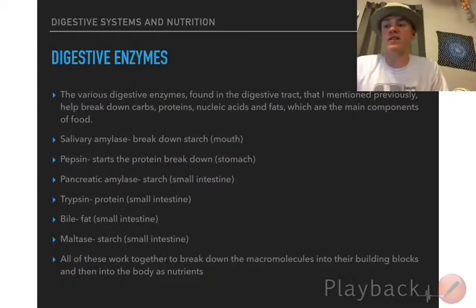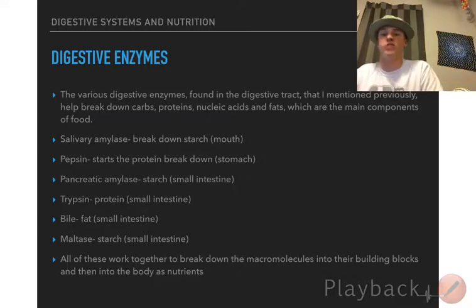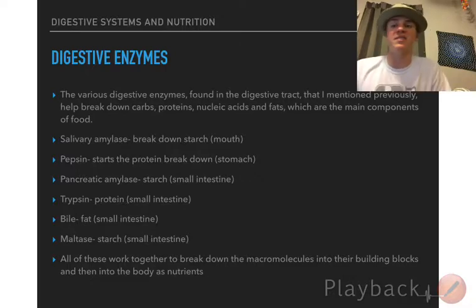All right, digestive enzymes, I'm touching on those a little bit more. The various digestive enzymes found in the digestive tract that I mentioned previously help break down carbs, proteins, nucleic acid, and fats, which are the main components of food. Some examples are salivary amylase, which breaks down starch. This starts in your mouth. Pepsin starts the protein breakdown, so it starts in your stomach.